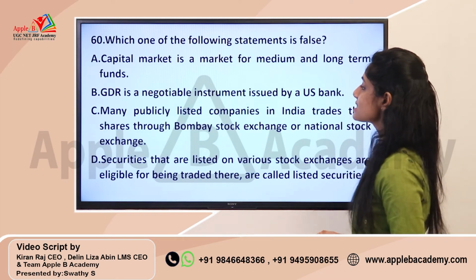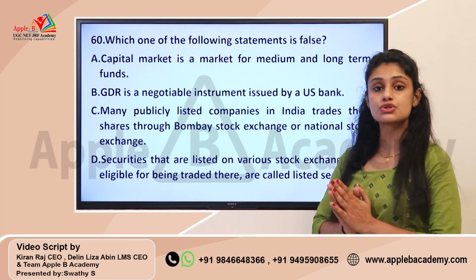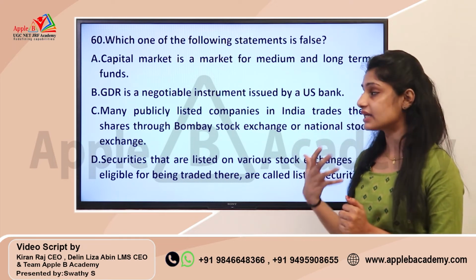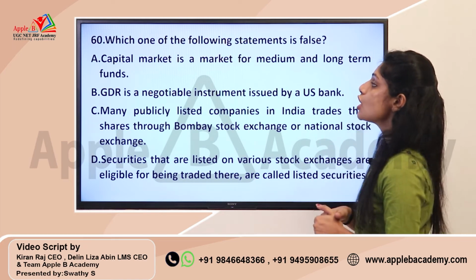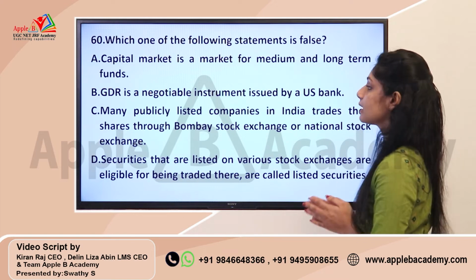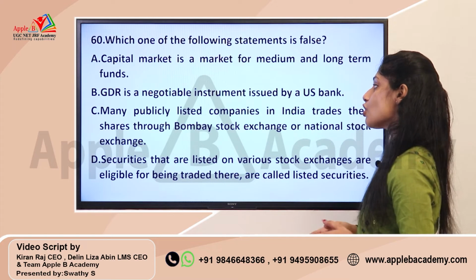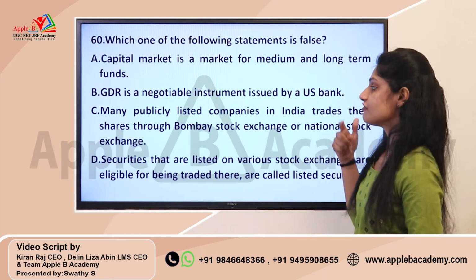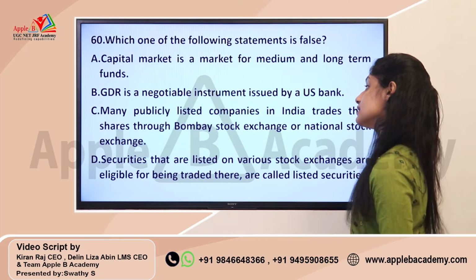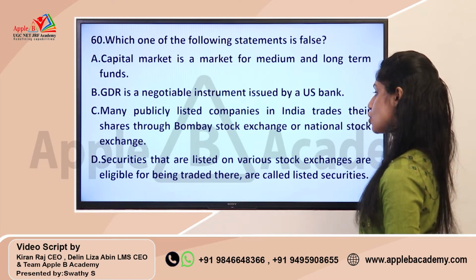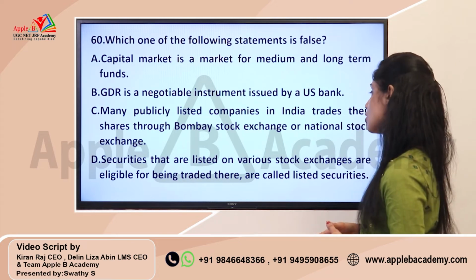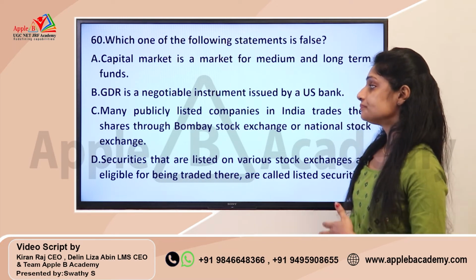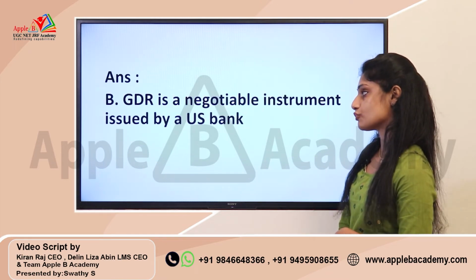Okay. Question number 60. Which one of the following statements is false? So, you need to identify the wrong statement. This is actually from business finance, and you can also include this area in banking. We are dealing with the capital market and banking area. Option A, capital market is a market for medium and long term funds. That is correct. B, GDR is a negotiable instrument issued by a US bank, which is wrong. So, that will be the correct answer because you need to identify the false statement. Then C, many publicly listed companies in India trade their shares through the Bombay Stock Exchange or the National Stock Exchange, and securities listed on various stock exchanges that are eligible for trading there are called listed securities. Anyway, the wrong statement was B. So, the correct answer is of course B.